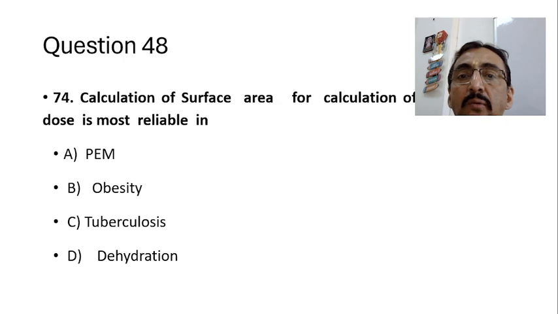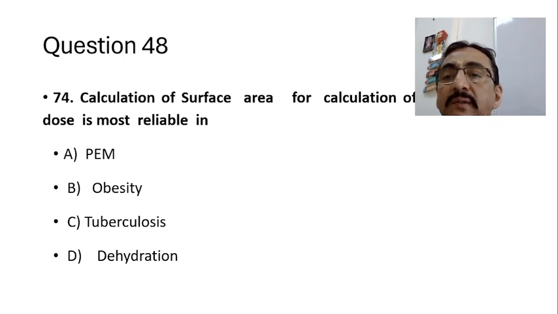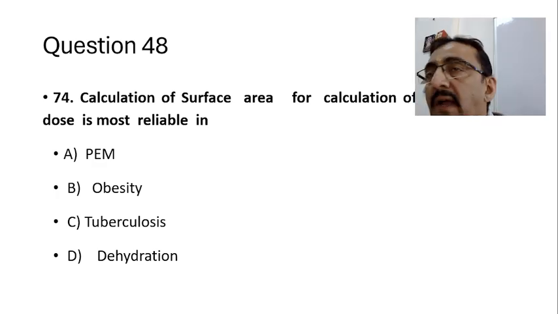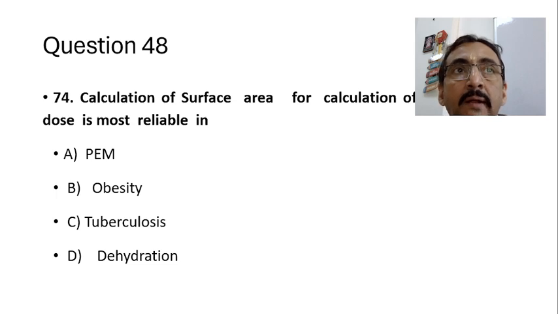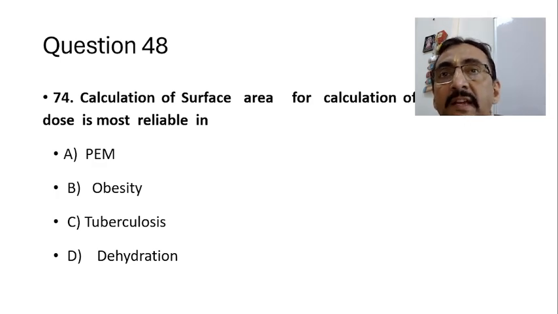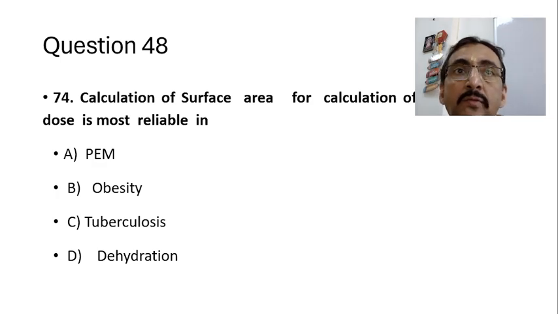So next question is: calculation of the surface area for the calculation of the dose is most reliable in. Now we have also got a method of calculating the surface area based dose. Dose can also be estimated based on the surface area. Surface area will be sometimes more, sometimes less, so based on that we have to calculate the dose. The question is, calculation of the surface area for the calculation of the dose of the medicine in children is most reliable in which of the following conditions? PEM, obesity, tuberculosis, and dehydration.